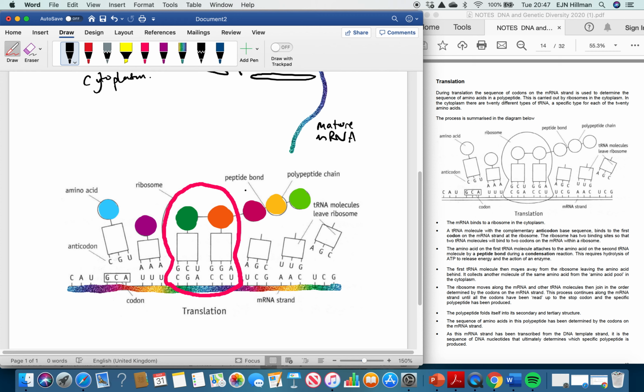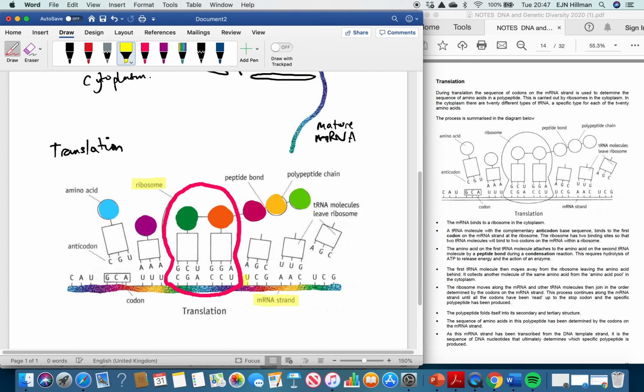Now, in the cytoplasm brings us to translation. So here we've got that second process, translation, where the code on the mRNA is going to be translated into a sequence of amino acids. Now, this takes place at the ribosome. Okay, so the ribosome might be free in the cytoplasm, or it might be attached to the rough endoplasmic reticulum. Either way, the mRNA strand, this is the mature mRNA strand, binds to the ribosome. Or perhaps it's better to say that the ribosome binds to the mRNA.